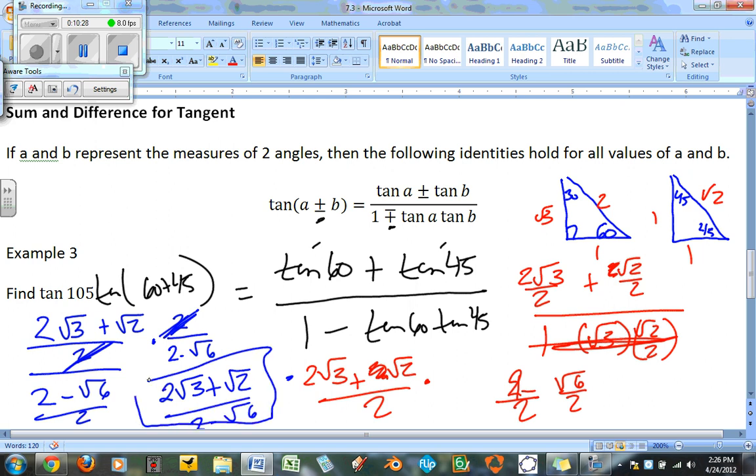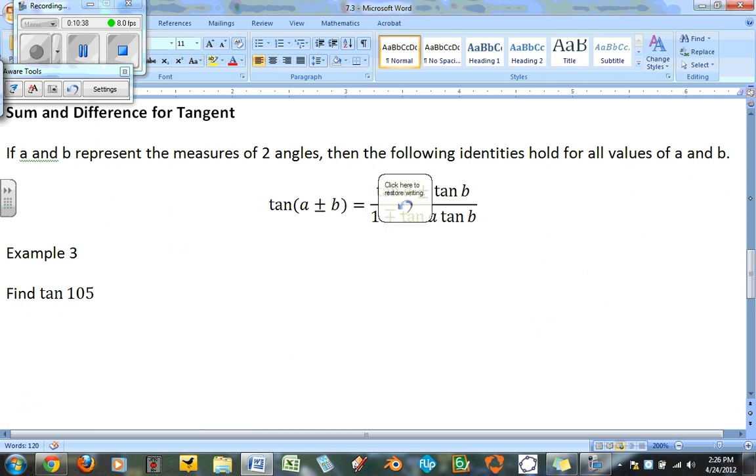I was just doing some simplifying here by getting common denominators and then saving it, changing the sign, and flipping it when we multiply fractions. Okay. Hope that little part didn't confuse you there.